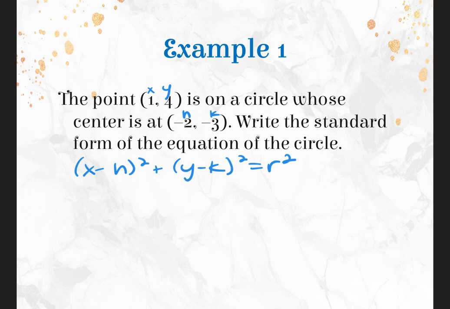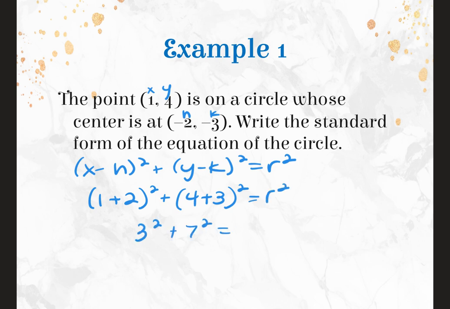You'll solve for r. So x is 1. h is -2. So minus a -2 becomes +2. y is 4. k is -3. So this becomes minus a -3, and that becomes +3, equals r². So 3² + 7² = r². 9 + 49 = r². r² equals 58.